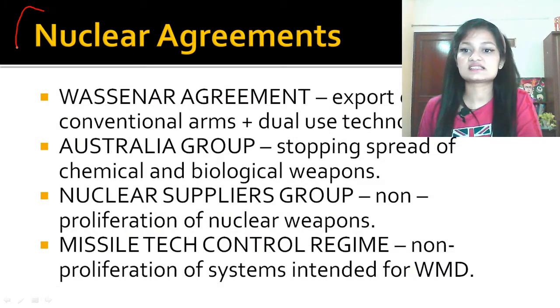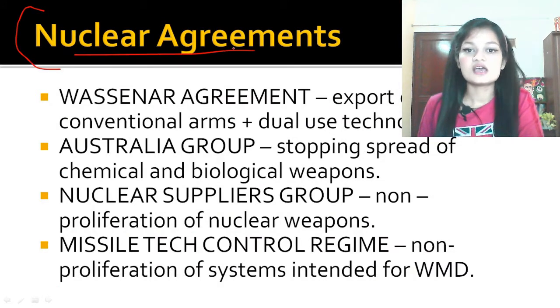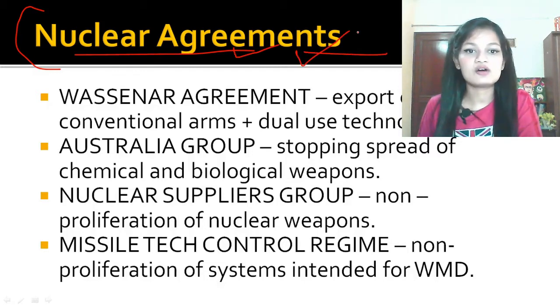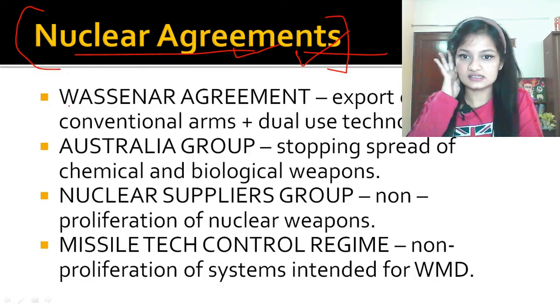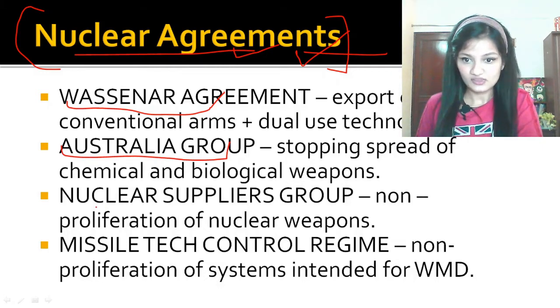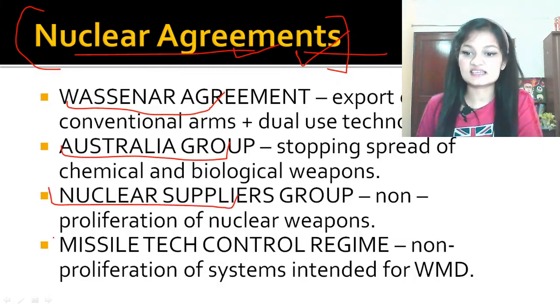Okay, so the next thing is nuclear agreements. This is super important and it's regularly tested. I have gone through almost 10 papers by now, and in all the 10 papers, there is a question related to this. So basically, there are four agreements. One is the Wassenaar Agreement, the next is the Australia Group, the next is the Nuclear Suppliers Group, and the last is the Missile Technology Control Regime.